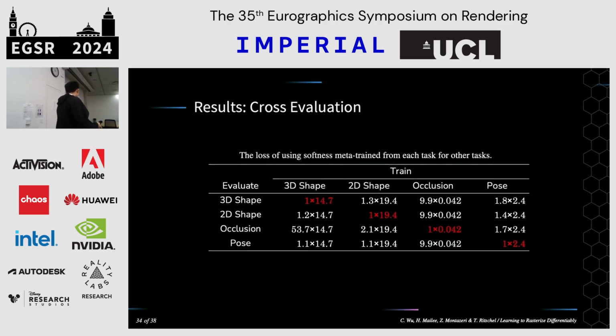And to validate that each type of task has unique optimal softness, we did a cross evaluation. So in this experiment, we applied the softness learned from each task on the others, and we can see the smallest errors are on the diagonal, which means each task has specific optimal softness, and it cannot be generalized across different types of tasks.